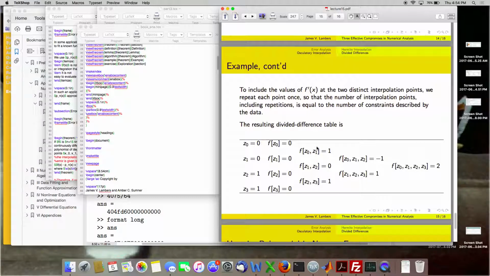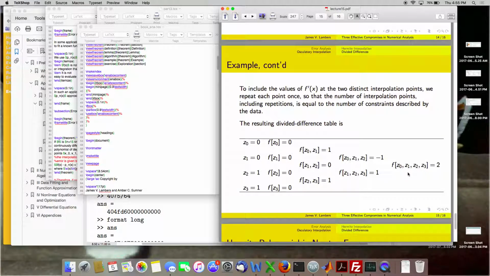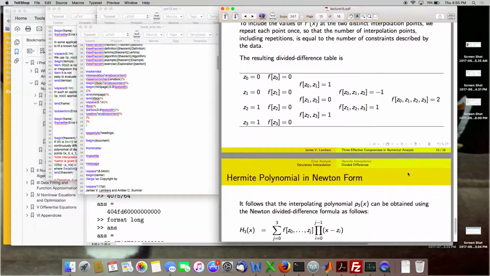And once you've done that, like with the Newton form, you read off the top row. So 0, 1, minus 1, 2. Those are your coefficients, and you just pair them with the appropriate linear factors for your centers.